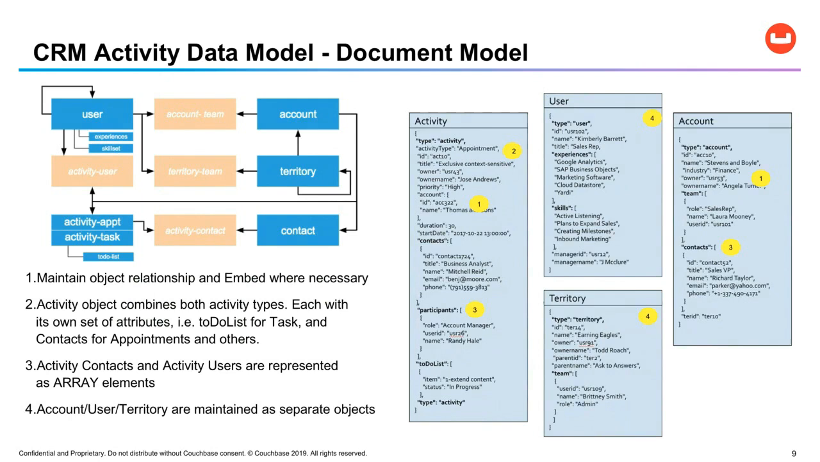This document model means that you only need to query the activity object for most of your query needs. But if you need to look up more detail about your activity owner, user, etc., such as the experience or the skill set of the user, then you will need to use the join. Similarly, you can join to account for more specific detail about the account, such as their industry, or another join to territory if you need the territory detail.